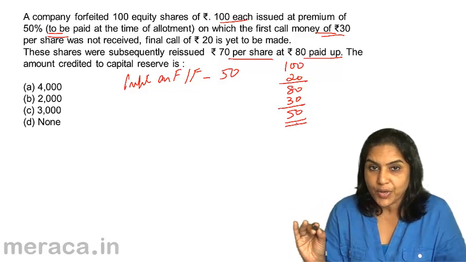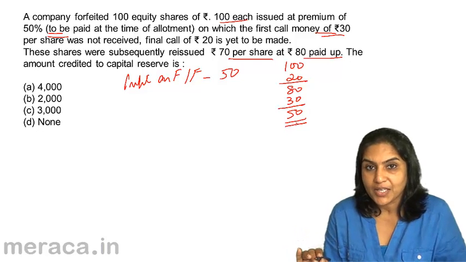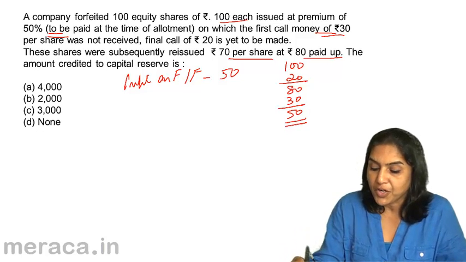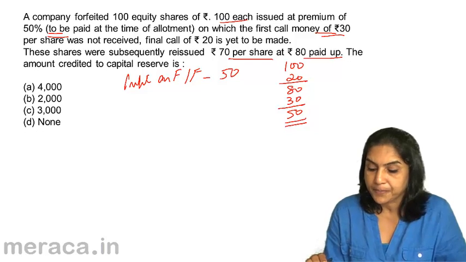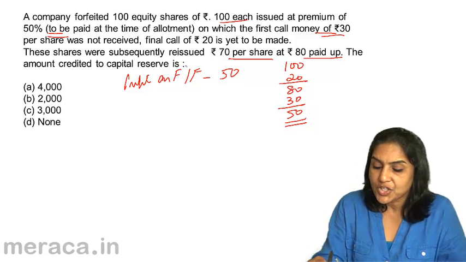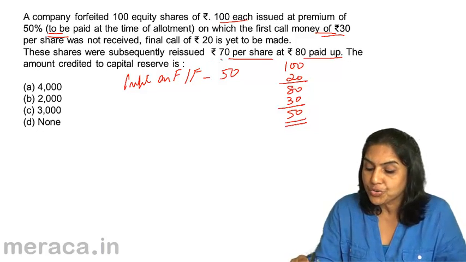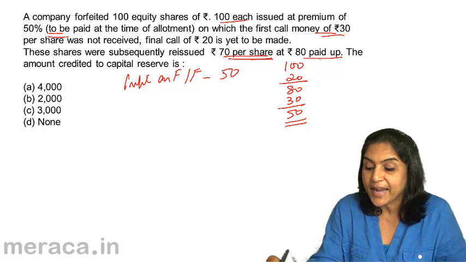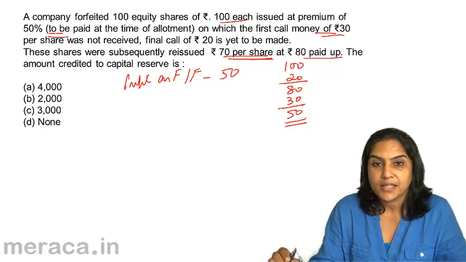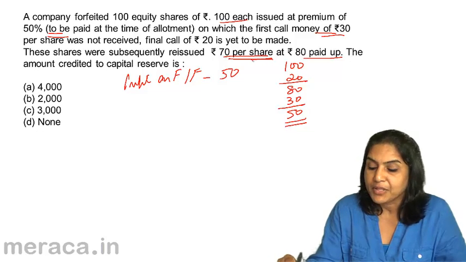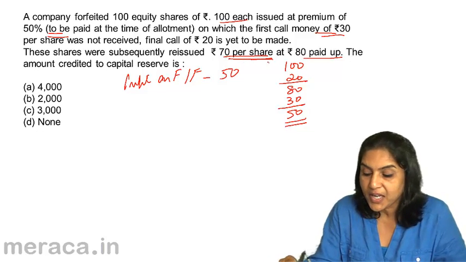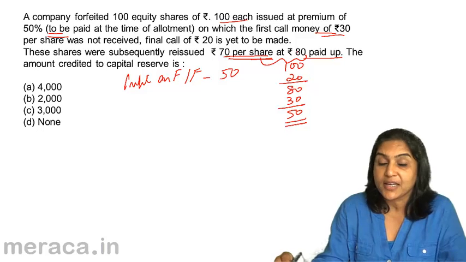This is excluding the premium, taking only the face value. So profit on forfeiture is 50. Next, these shares were subsequently reissued at rupees 70 per share at 80 paid up. That means the value is shown as 80, but the shares were issued for 70. Therefore, the discount element here is 10.